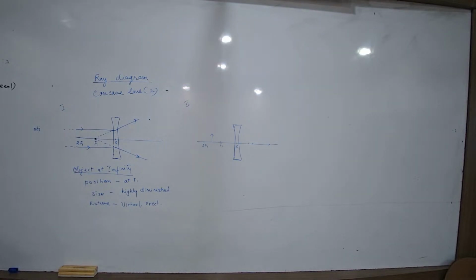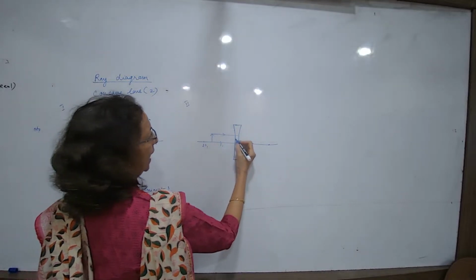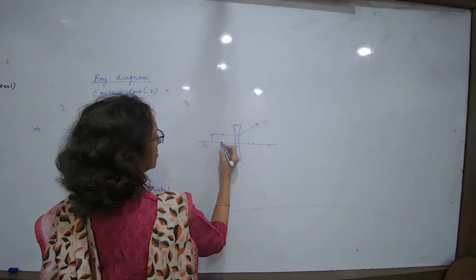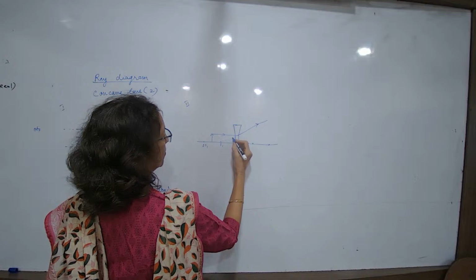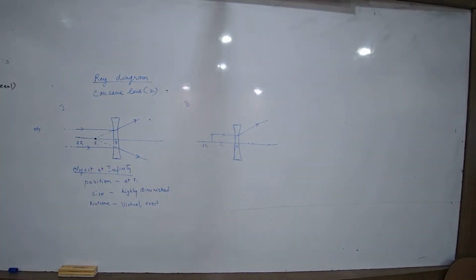Come on down and tell me what is going to happen. One ray parallel to the principal axis. Okay. And because it is a diverging lens, it's moving away. So this is a ray and diverging lens. So when you trace it back, it appears as if it is coming from F1.